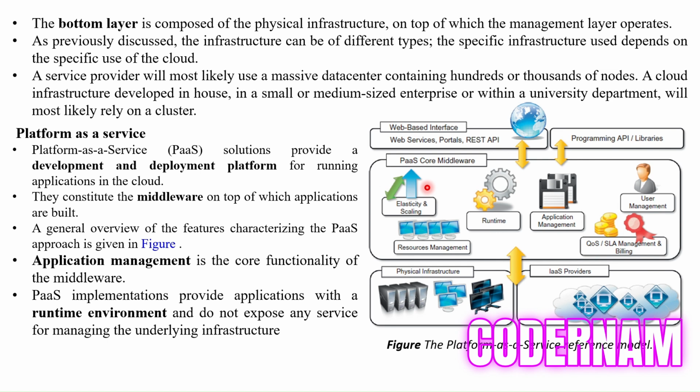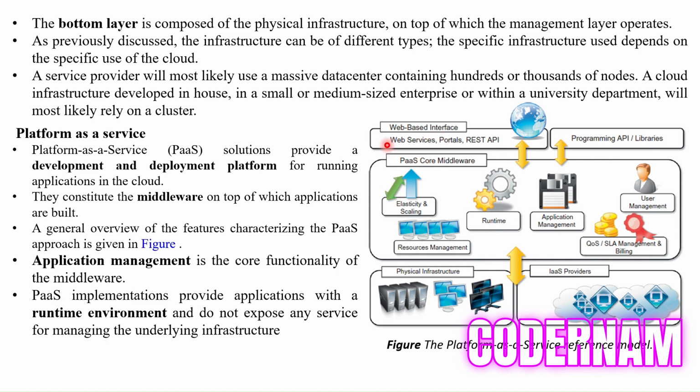So, here we have elasticity and scaling. It automatically adjusts resources based on the workload demands to ensure performance optimization. Next comes the resource management, which allocates and manages the virtualized computing, storage and networking resources. Next comes the runtime environment. It supports the execution of applications in a scalable, isolated, and managed environment. Next comes the application management. It provides tools for deploying, monitoring, and updating applications. Next comes the user management. It handles authentication, authorization, and account management for developers and also the users.